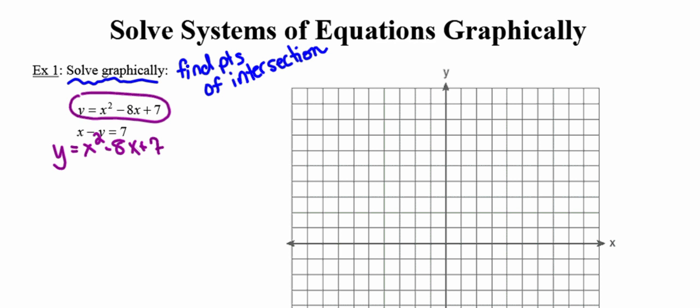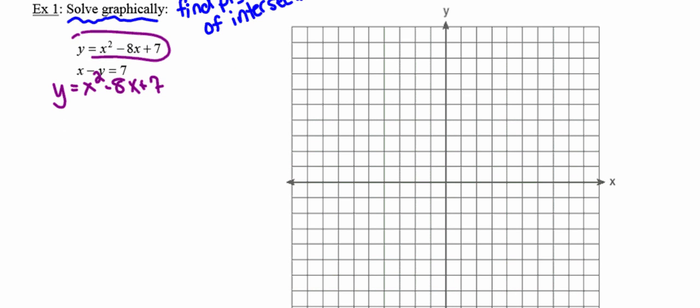Now, I need to see on your paper your table of points with the values that you use for this parabola. So you're going to come back to your page in your notes, and each and every time you graph a parabola, you're going to make me a table of values for x and for y.